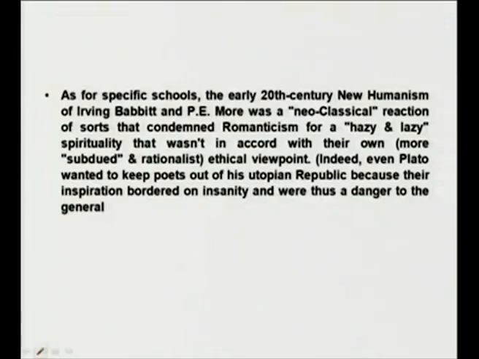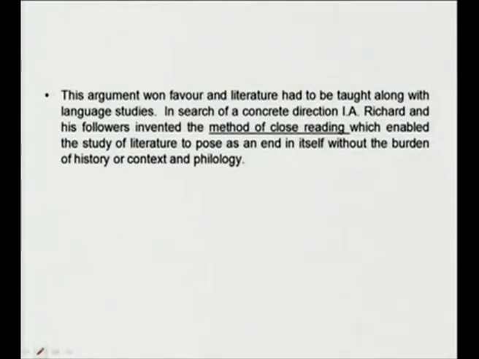As for specific tools which we find, the early 20th century new humanism of Irving Babbitt and P. E. Moore was a neoclassical reaction of sorts that condemned romanticism for a hazy and lazy spirituality that was not in accord with their own ethical viewpoint. Indeed, even Plato wanted to keep poems out of the Republic, you remember that, because the inspiration bordered on insanity and were thus a danger to the general public. This argument won favor, and literature had to be taught along with language studies.